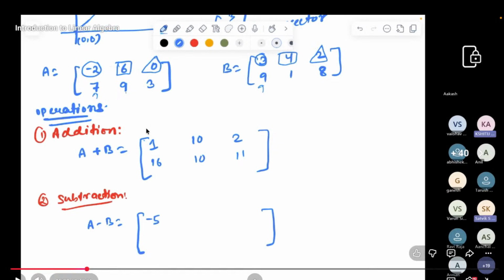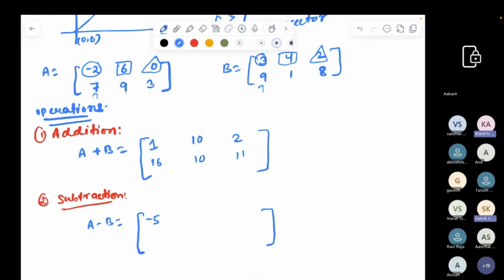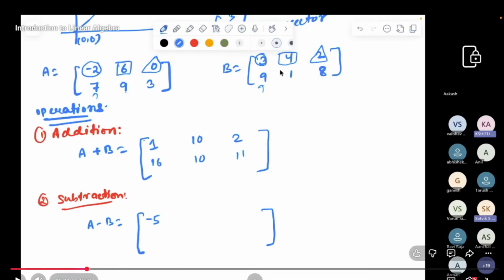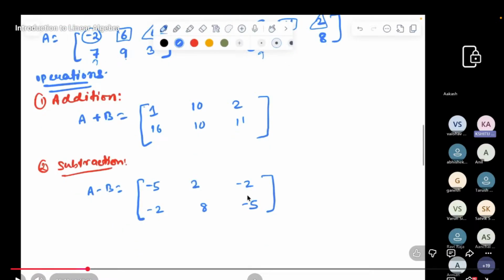Subtraction, it's simple subtraction too. -2 minus 3 is -5 on that side. Okay, that's the most complicated term it got written. Then 2, and then -2, and then -2 again, 8, and -5. Okay, let's see. It's the same as I said.